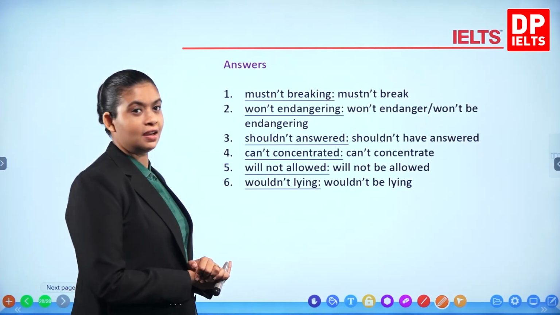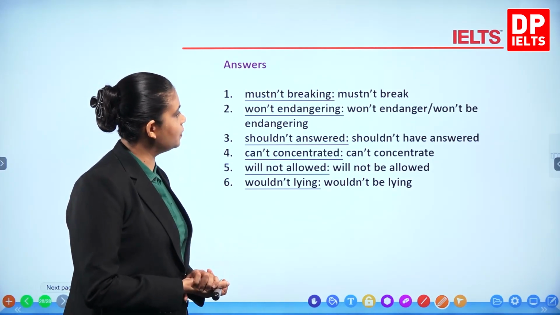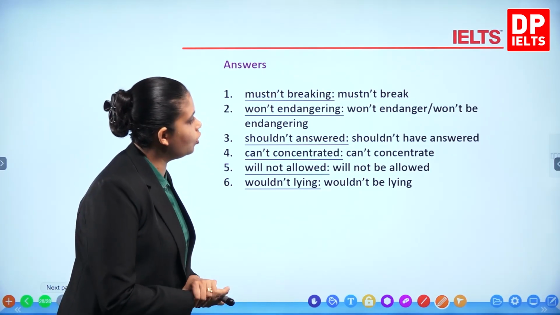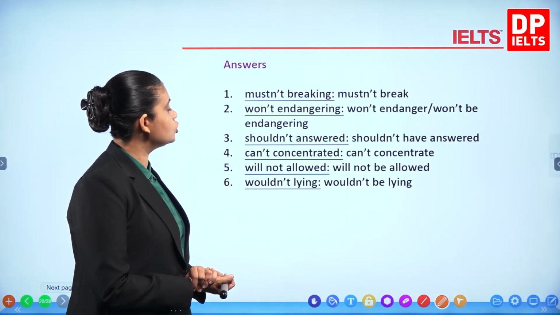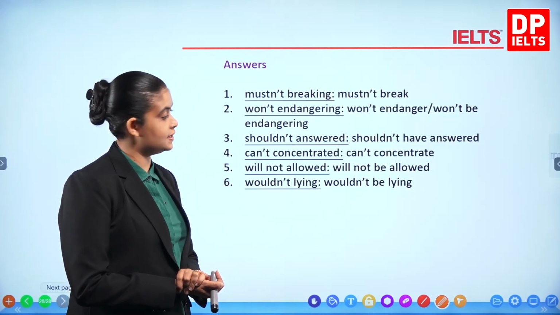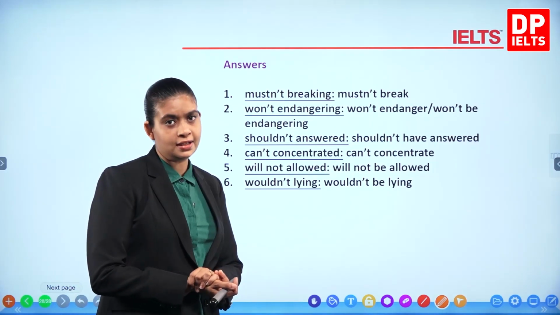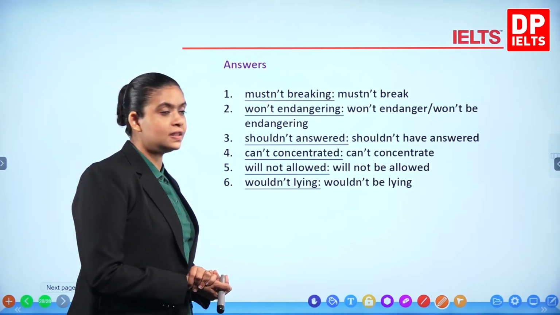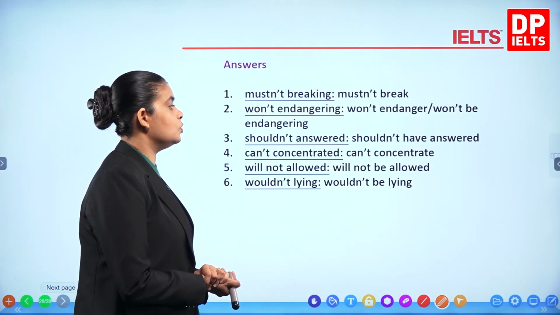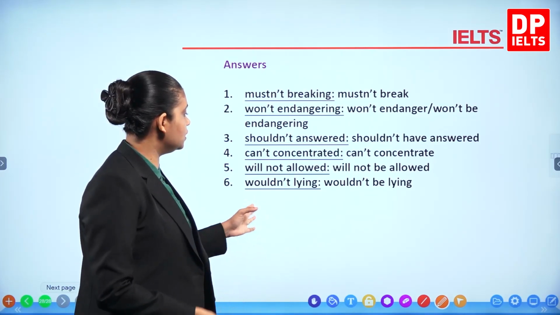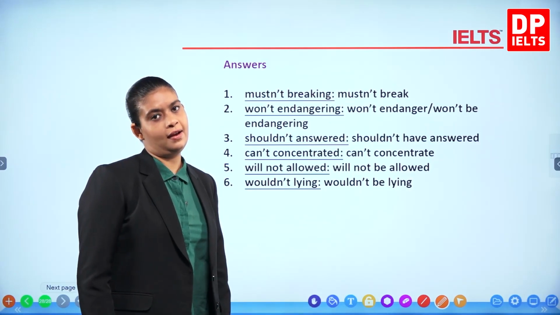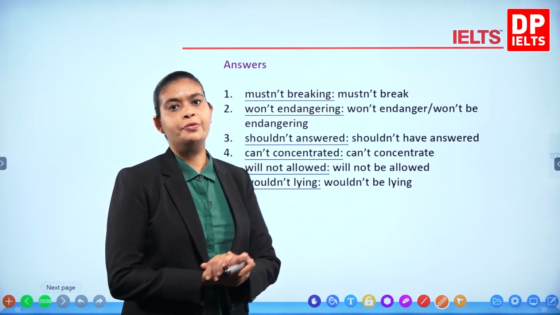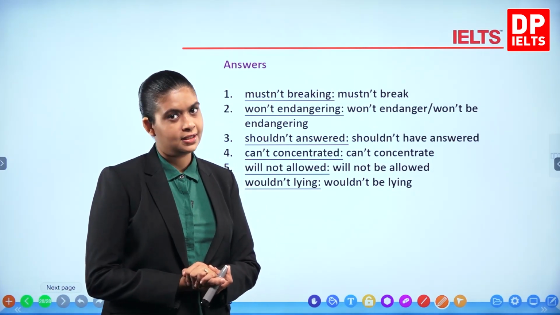So here are the answers. Mustn't breaking, mustn't break. Won't endangering, won't endanger or won't be endangering. Shouldn't answered, shouldn't have answered. Can't concentrated should be changed into can't concentrate. Will not allowed needs to be changed into will not be allowed. Wouldn't lying, wouldn't be lying. Okay, so I hope you've got all your answers correct in this question.